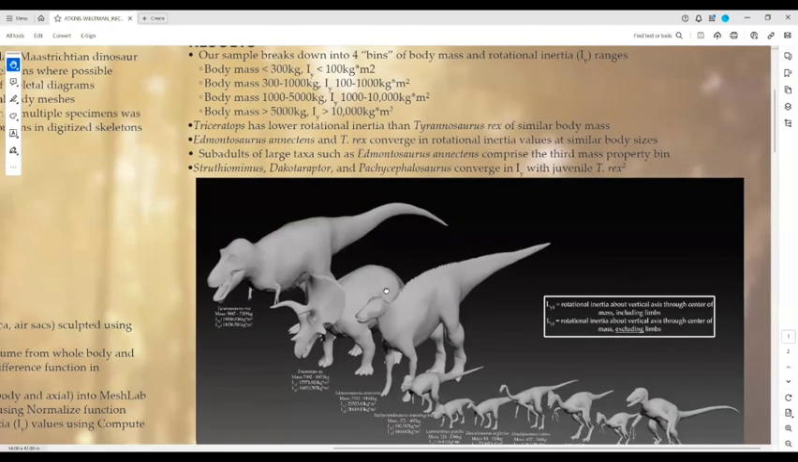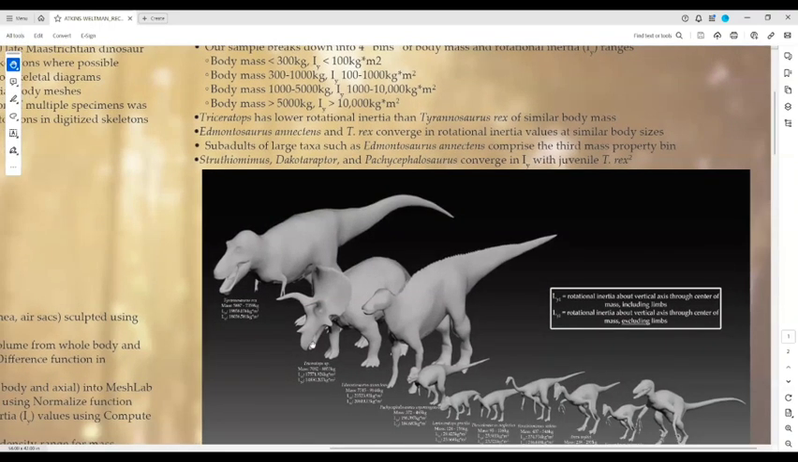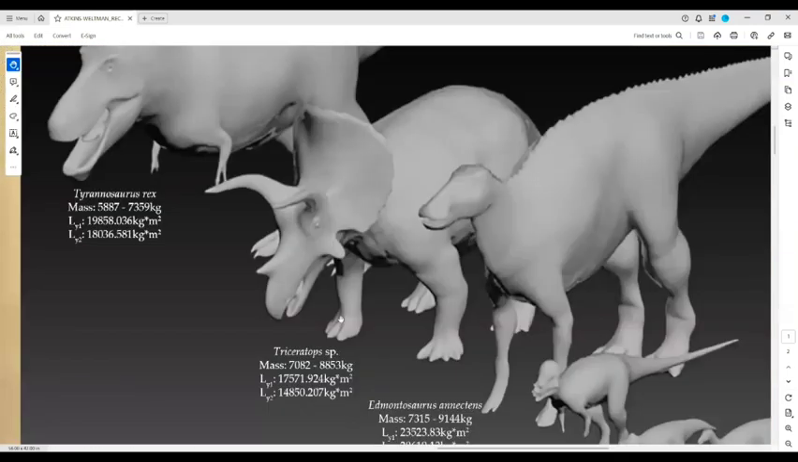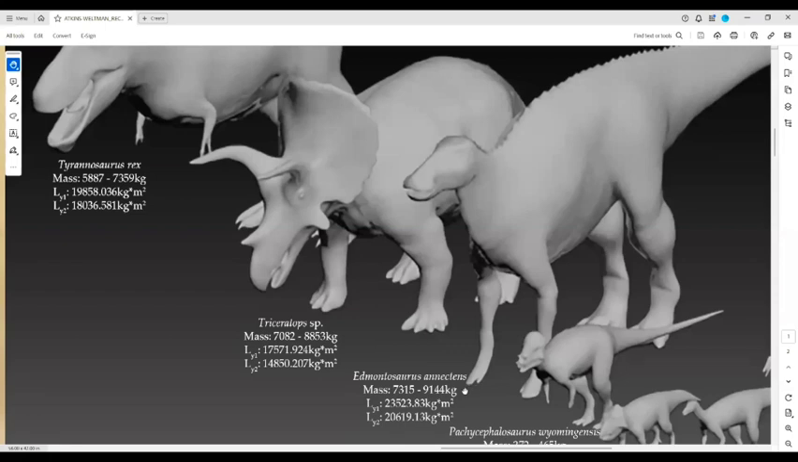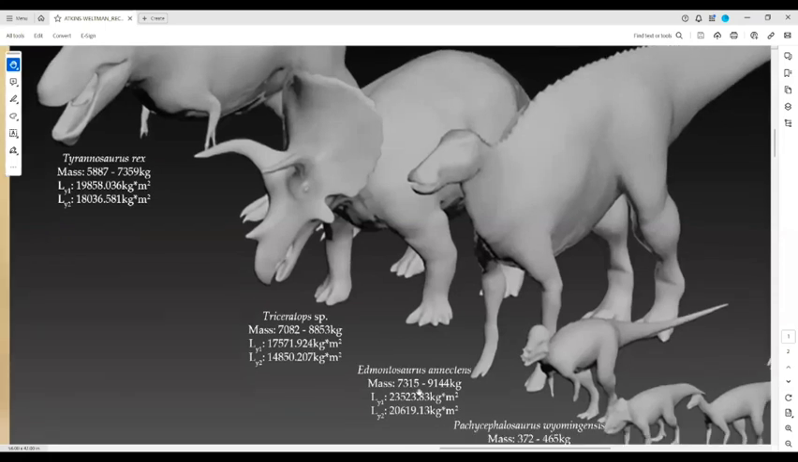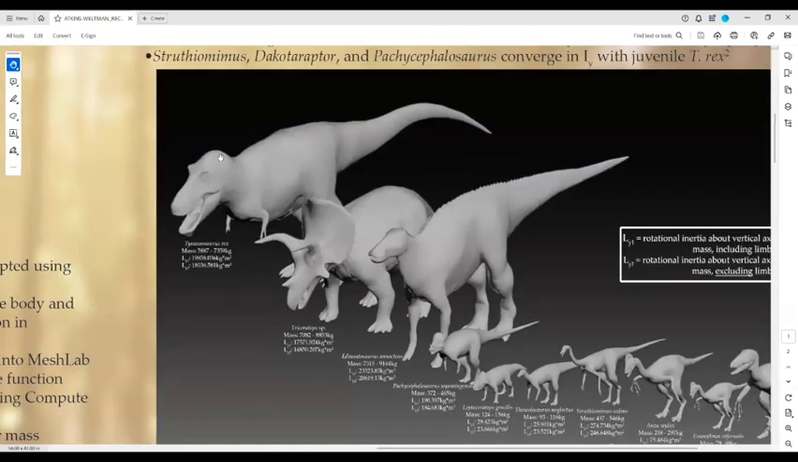And when you look at those, you see that Triceratops actually has a lower rotational inertia than T-Rex, even when it's bigger than T-Rex. Whereas Edmontosaurus that's bigger than T-Rex has a higher rotational inertia, and when you scale them to be very, very close to each other in size, they tend to converge. This hints at different predation strategies by T-Rex on these 2 taxa and different predation avoidance strategies on behalf of these 2 taxa when faced with T-Rex.